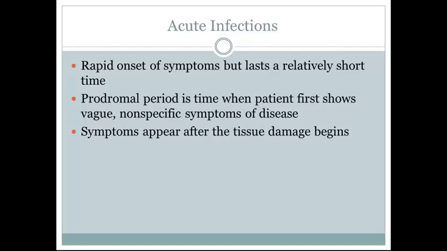Acute infections are rapid onset of symptoms that last a relatively short time. The prodromal period is the time when the patient first shows vague, nonspecific symptoms of the disease. Symptoms appear after the tissue damage begins. Oftentimes, viruses take about 2 to 3 weeks to be totally eliminated, but this is still considered an acute infection. A good example of this would be the common cold.